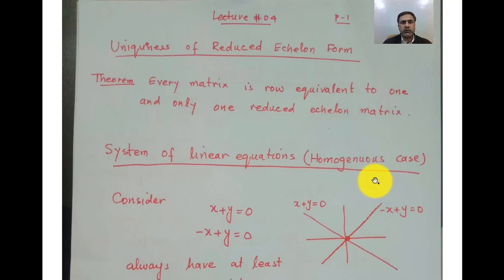Today is our lecture number 4 of the Linear Algebra course. In this lecture, I first describe a theorem which states that every matrix is row equivalent to one and only one reduced echelon matrix. It means that irrespective of the sequence of row operations that you perform, at the end, the reduced echelon matrix that you will receive is going to be unique.